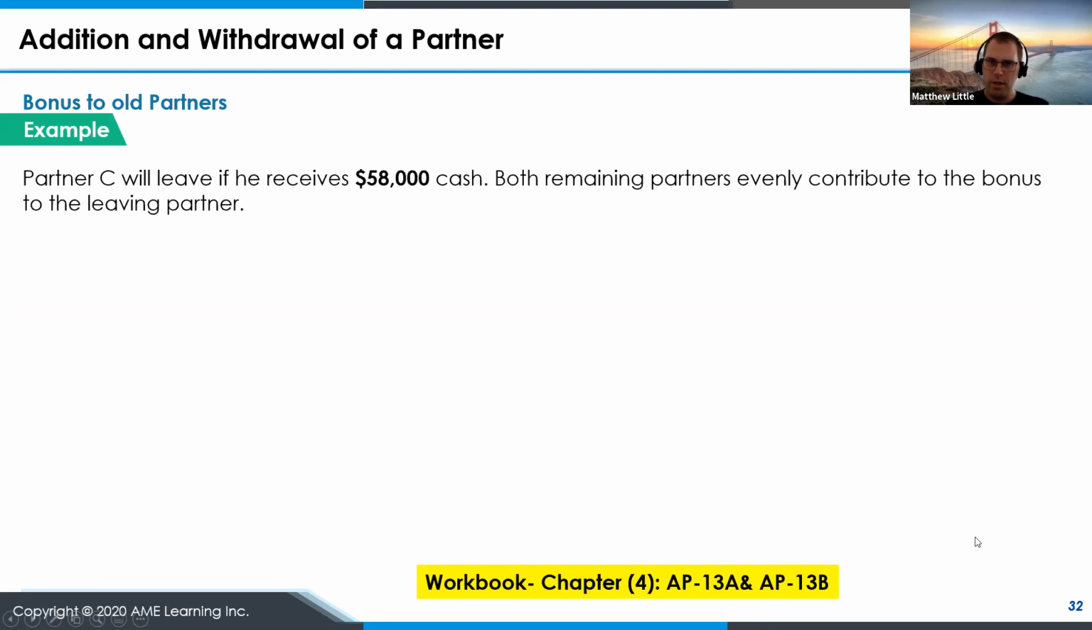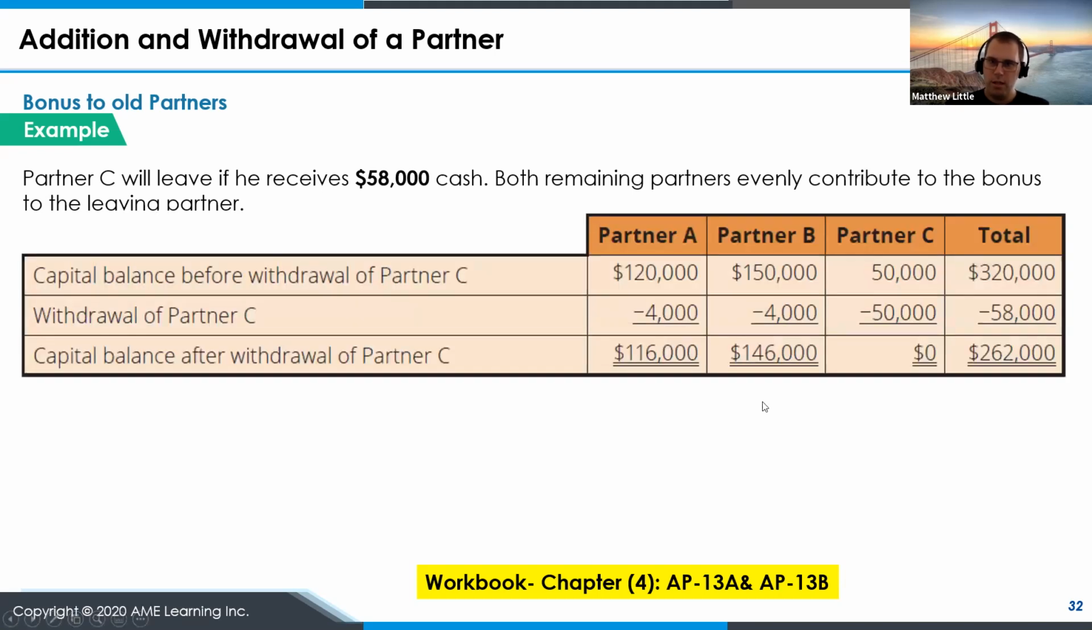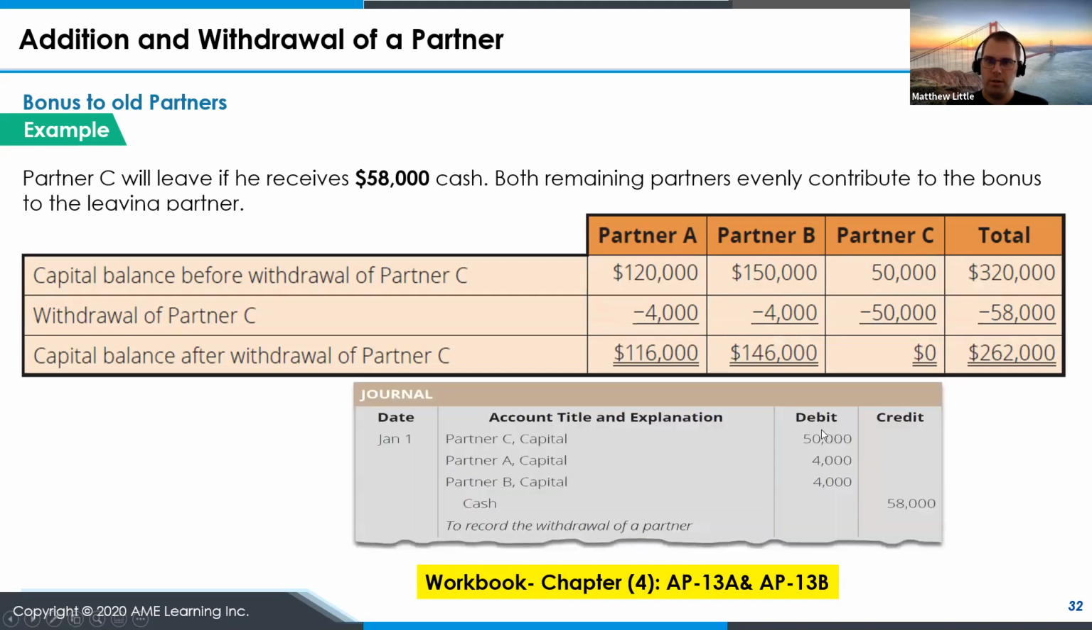All right, so sometimes there's a bonus to the old partner. So this is the opposite of the previous transaction. So in this situation, we have partner C. He decides that he will leave the partnership, but he has to take $58,000 with him. So the opposite of the previous one, we need to remove the capital, full $50,000, and then split the $8,000 as a reduction in the capital for the remaining partners. So this journal entry then would be a credit to cash for $58,000, the amount partner C is taking, a debit to the partner C capital to remove it of $50,000, and then a debit to both partner A and B capitals for $4,000 each.